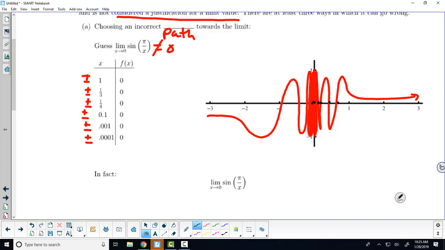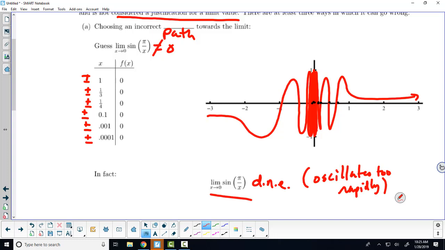And in fact, we would say that the limit as x approaches 0 of the sine of pi over x does not exist. And the reason, a rough justification that I can give you right now, is it oscillates too rapidly. The closer you get to 0, the more rapidly it oscillates. Questions on that?